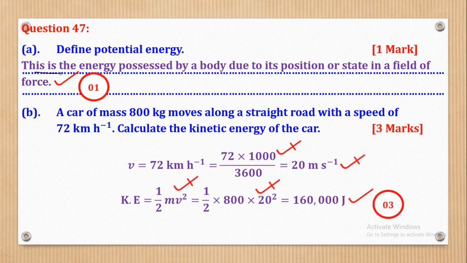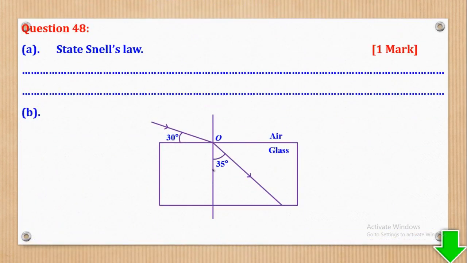So 1 mark for the definition of potential energy, half a mark for converting from kilometers per hour to meters per second, and half a mark for the output after using a calculator. Half a mark for quoting the formula for kinetic energy, half a mark for substituting, full mark for output with correct unit. So that was question 47.